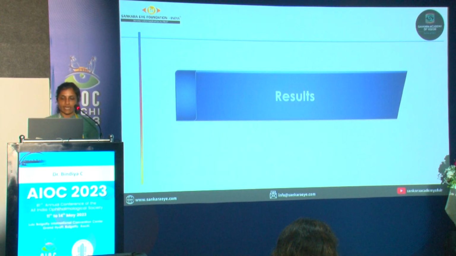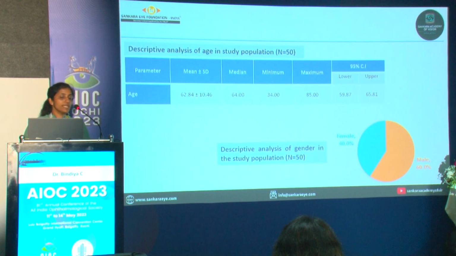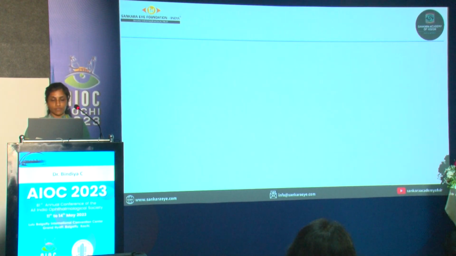So we'll come directly to results. Group 1, that is less than 4.5 millimeter, included 48% of the participants, and Group 2 included 52% of the participants. Mean age was 62.84 plus or minus 10.46. 40% were females and 60% were males.